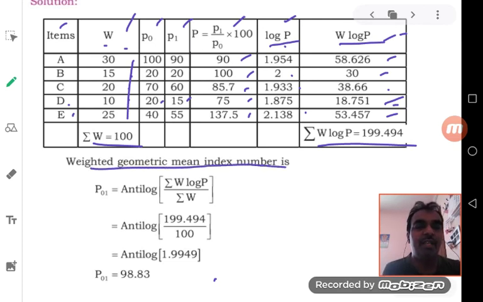The formula is anti-log of summation W log P by summation W. Now summation W log P here is 199.494, divided by summation W, the total of the weights, which is 100, so you are taking 100. If you divide 199.494 by 100, you are getting anti-log of 1.9949. So for this 1.9949, you have to get the answer from the anti-log table.